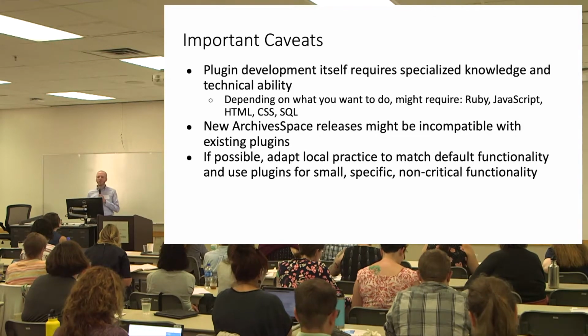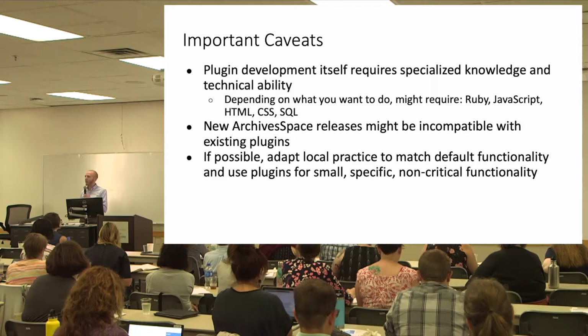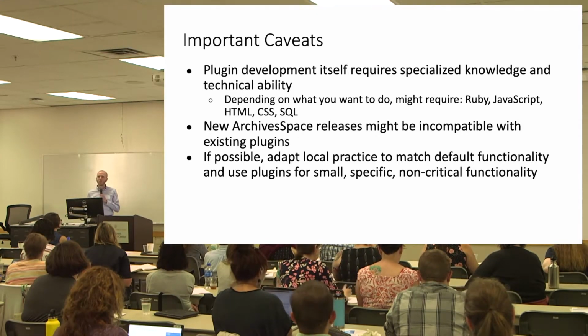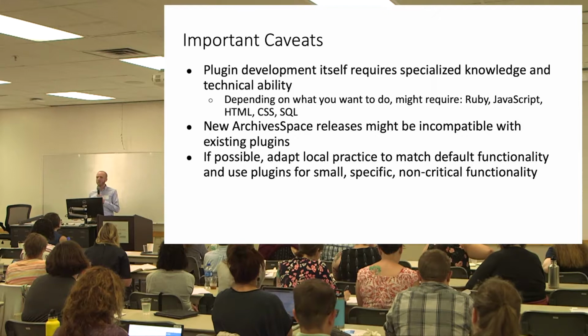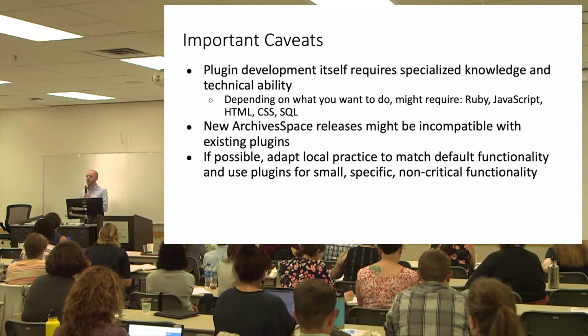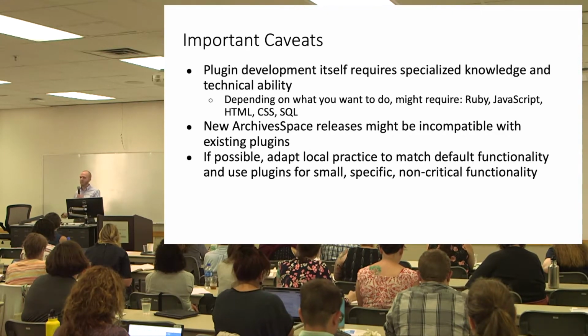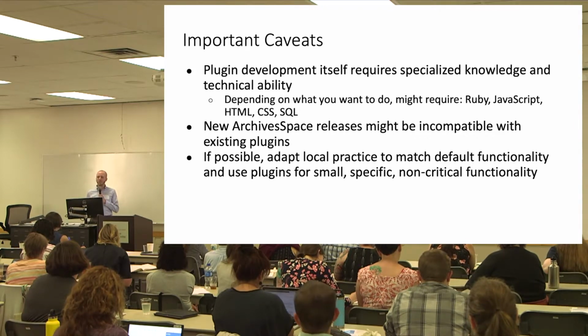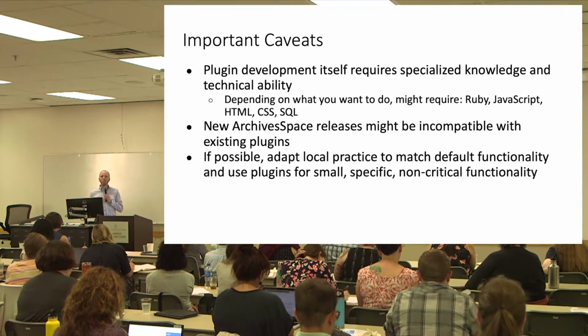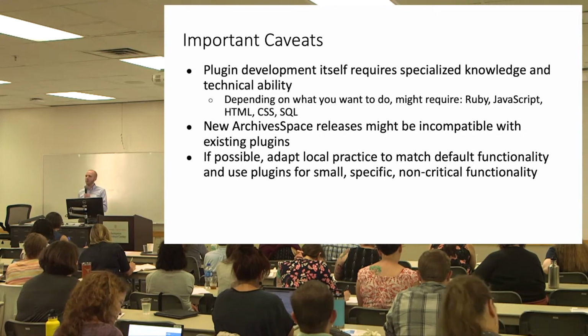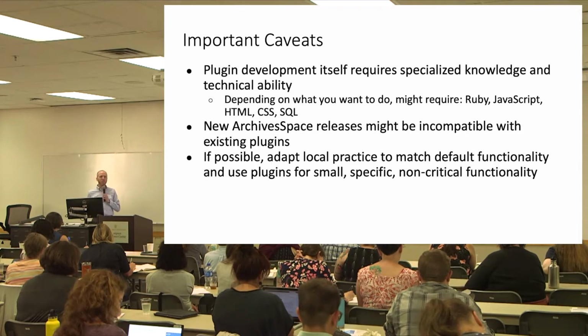There's always a chance that new ArchivesSpace releases might be incompatible with existing plugins, in which case you would need to either update those plugins or get rid of them or get stuck on an older version of ArchivesSpace. So you always want to be aware of the sustainability implications. I will say that if possible, the best practice would be to adopt local practice to match the default functionality of the application and use plugins for small, specific, non-critical functionality, which I think is what we're mostly using plugins for, to do one thing that if we had to get rid of it, we could probably live with it.